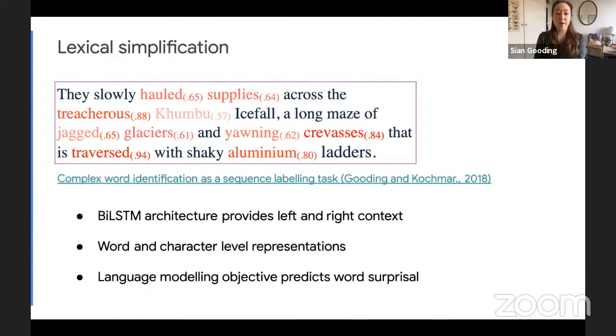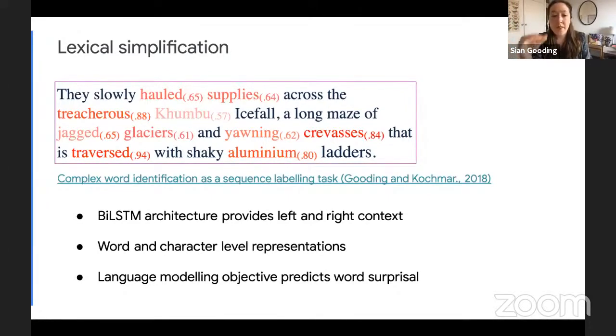So in this first paper, I used a BiLSTM architecture, so that it looks at every single word when it makes the decision about whether it's difficult or not. It looks at the left and the right context, and it also looks at word and character level representation. So the morphology, does it have an unusual morphology? And then there was also this joint language modelling objective that predicts essentially the surprisal. So how likely is it that the word would occur in context? And this works very well in a general case in terms of actually identifying words that might be seen as complex.